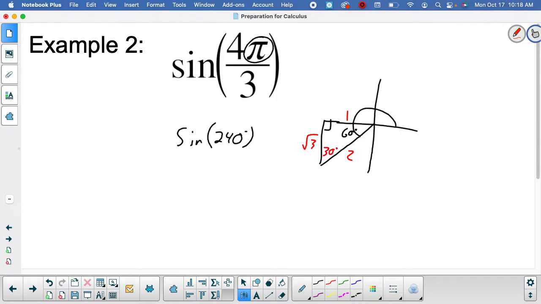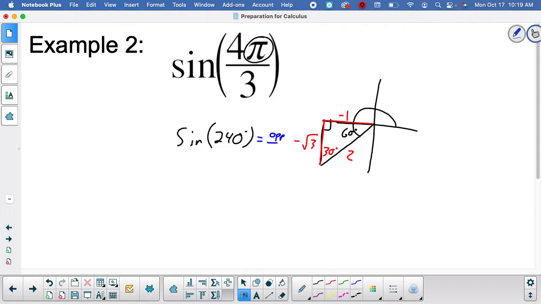So for a 30-60-90 triangle, it's 1, 2, square root of 3 is my rule. Now, the only thing to be careful on here, since we're in the third quadrant, I'm going to the left, which means this is going to be a negative. I'm going down, which means this is going to be negative. So sine, though, is what ratio?